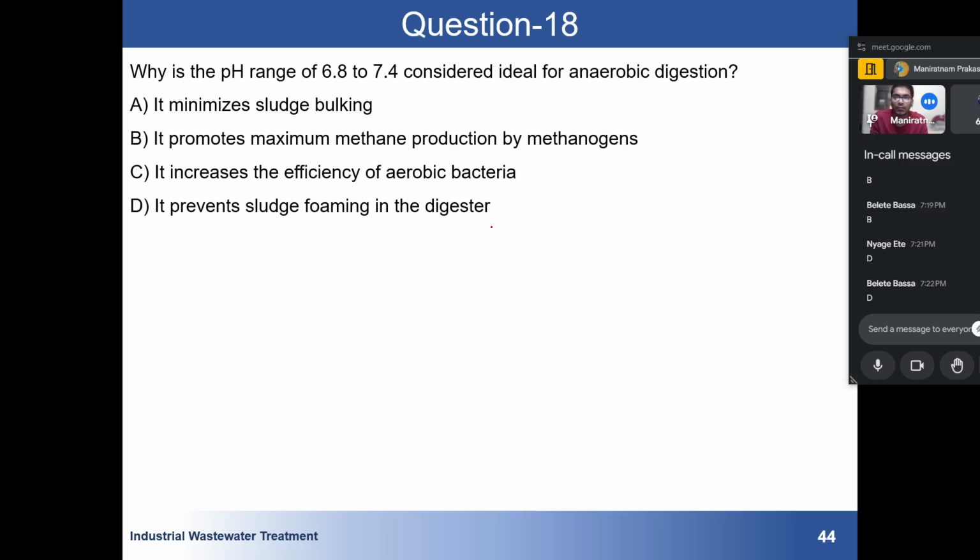Question number 18. Why is the pH range of 6.8 to 7.4 ideal? In general, this is a more robust pH range. Now in general you can say between 6 to 8, but if someone wants to be more precise, it can also be said that it should be 6.8 to 7.8.